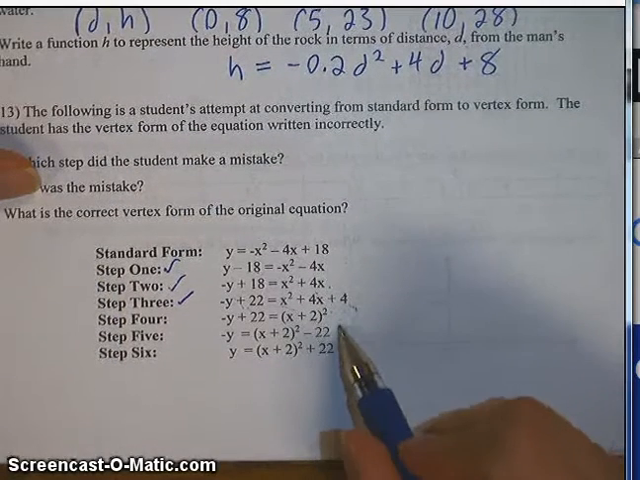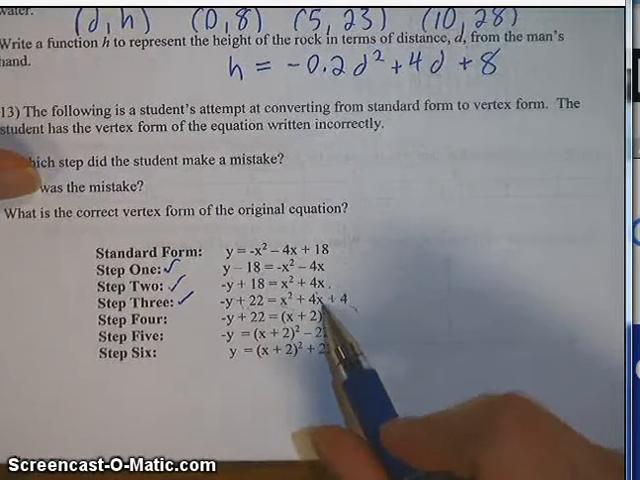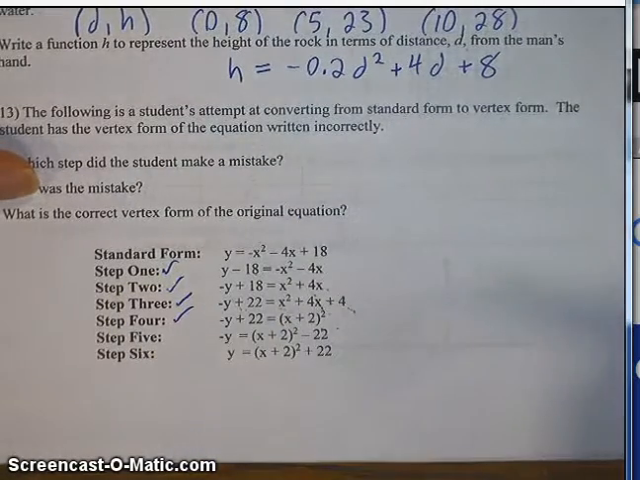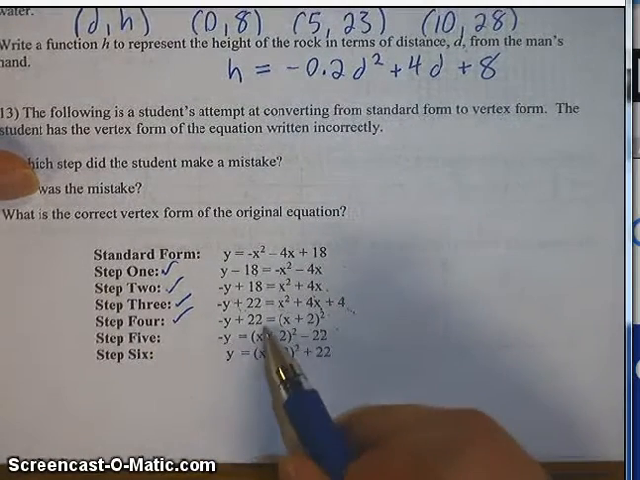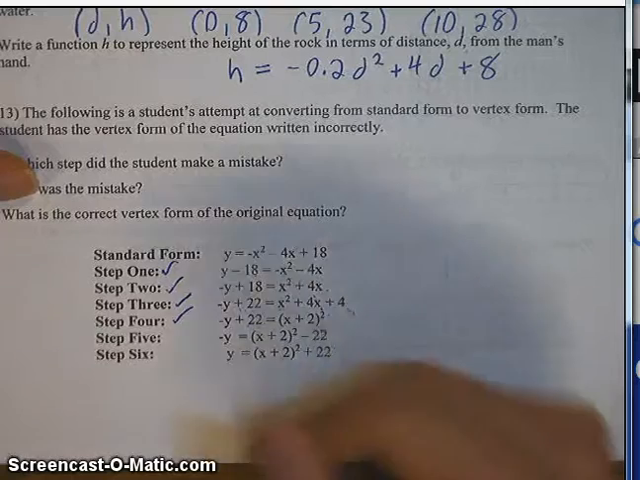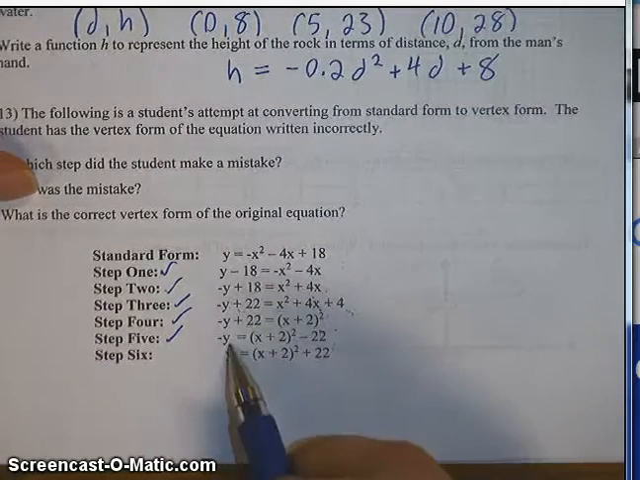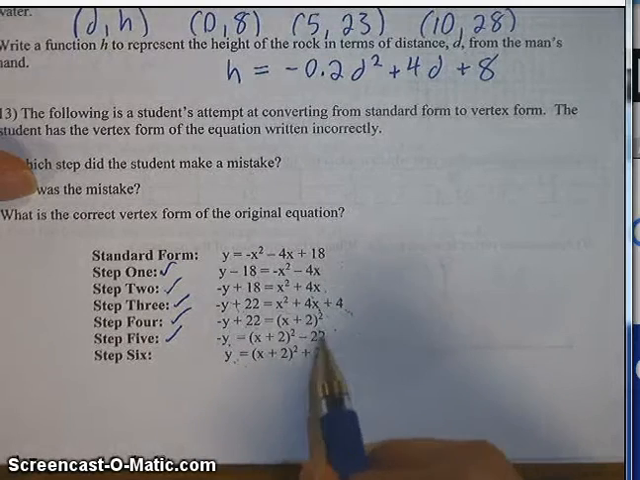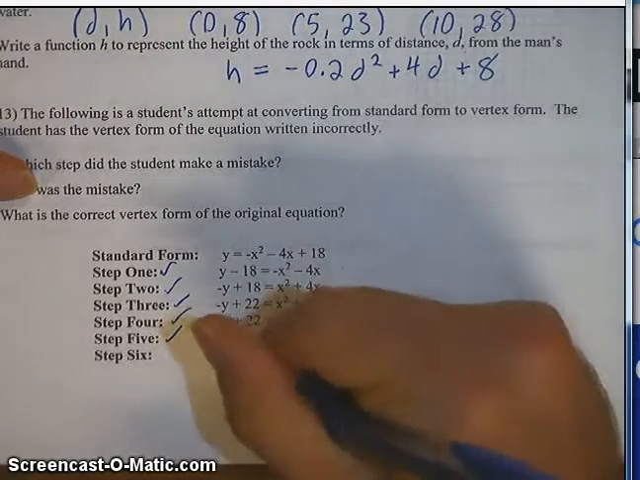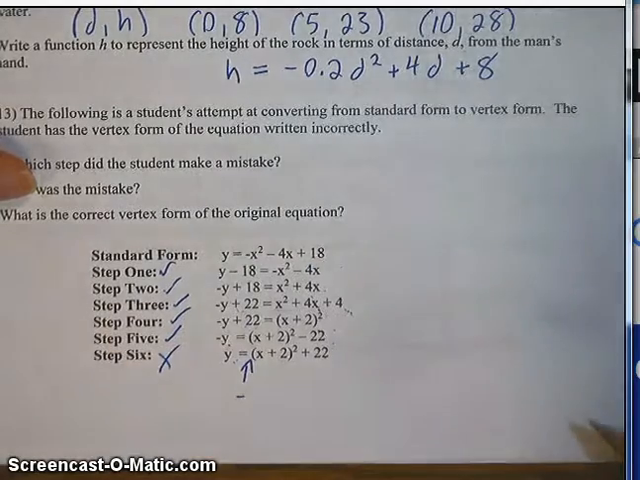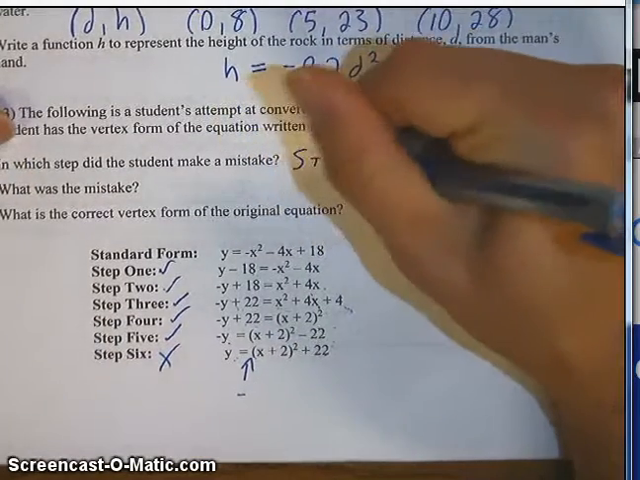Alright, then he just factored this thing, and so he cut the b value in half to get plus 2 squared. Okay, I'm feeling pretty good about that. Didn't change the left at all. Alright, now it looks like they're moving stuff over. Subtracted the negative 22 over there. I'm feeling pretty good about that. Last step, it looks like they got rid of the negatives, so he divided both sides by negative. Switched the sign on the 22, but forgot to switch the sign right there. So step 6 looks like the screw up.